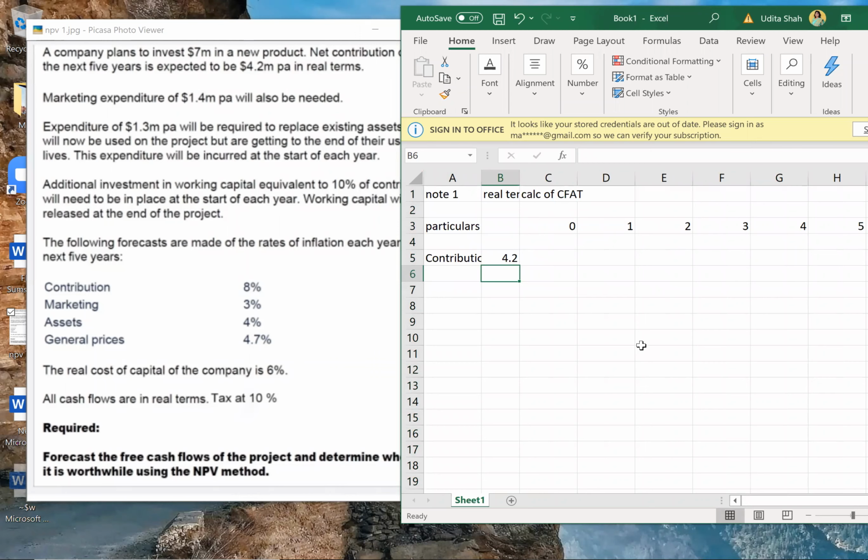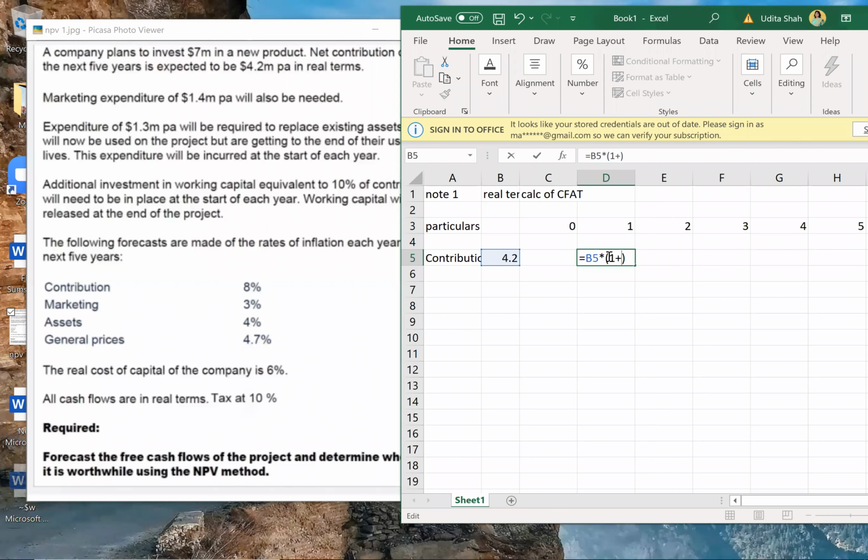Now I want it with inflation. So with inflation means what? Into 1 plus inflation raised to n. And contribution, they have not said from the start of each year. So I'll just put it is equal to 4.2 into 1 plus R. What is the R? R is your inflation. What is the inflation for contribution? Inflation for contribution is 8%. It is given in the problem.